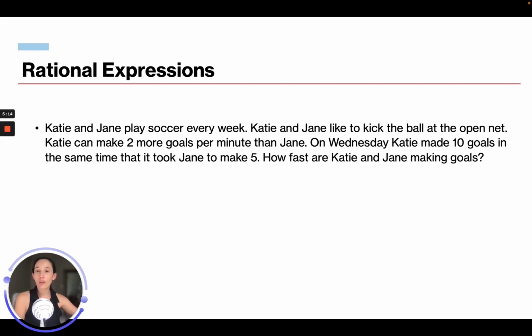So now a rational expression. Katie and Jane play soccer every week. Katie and Jane like to kick the ball at the open net. Katie can make 2 more goals per minute than Jane. On Wednesday, Katie made 10 goals in the same time it took Jane to make 5. How fast are Katie and Jane making goals? So there's a lot of words. This can sound very tricky. These are the types of things you're going to see on the TEAS exams. So let's go through it.